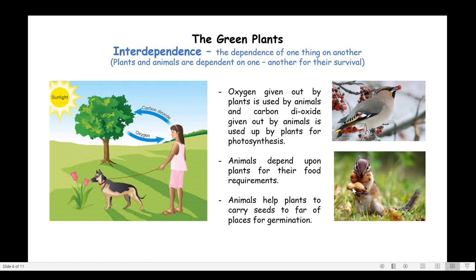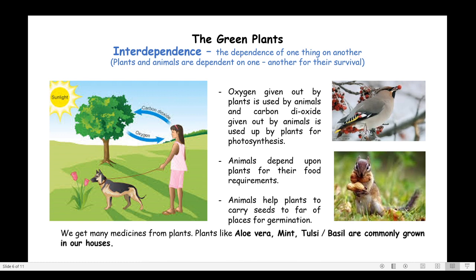All right, so the animals help plants to carry their seeds to other places, so that those plants grow in other places also, and not only where they already exist. So we get many medicines from plants. Yes, we are dependent on plants for medicines also.